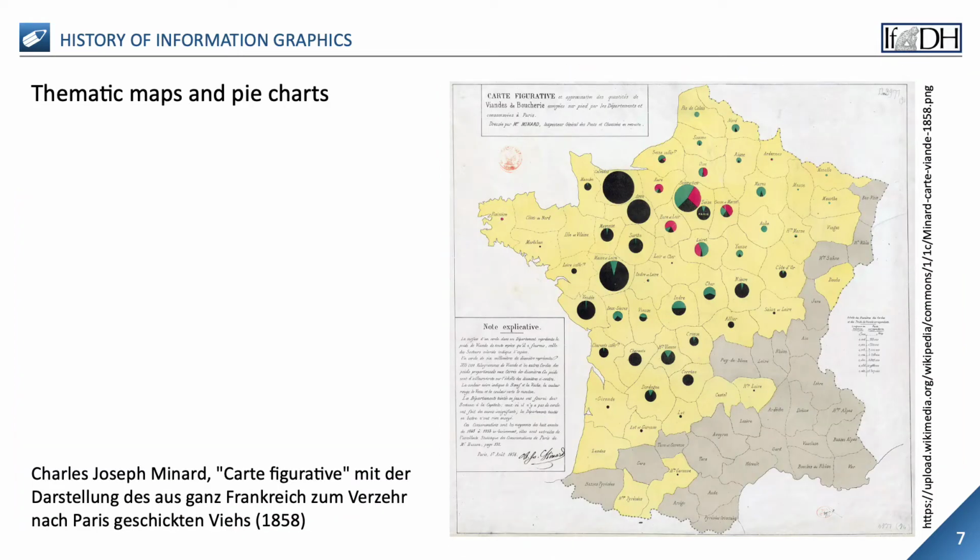Out of the desire not only to reproduce ratios, but also to relate several factors to each other, thematic cartography also experienced a great upswing in the 19th century, and, enriched by quantitative attributes, acquired a new quality. As an early example, I show a depiction by the French civil engineer Charles-Joseph Minard, who not only colored the individual areas of the map to depict the cattle sent to Paris from all over France for consumption, but also provided them with circular diagrams.